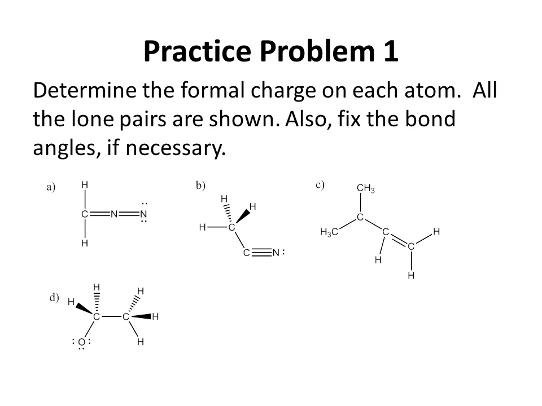Practice problem 1. Determine the formal charge on each atom. All the lone pairs are shown. Also, fix the bond angles if necessary. Some of these structures are not drawn properly, so you really have to fix the way the bond angles are.